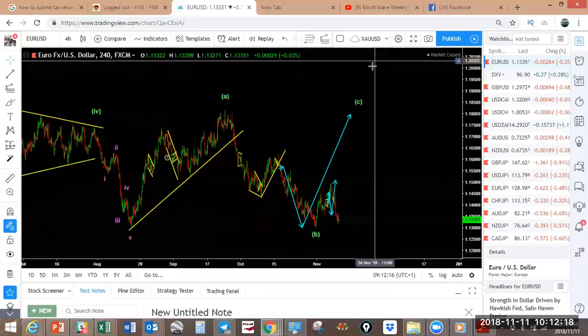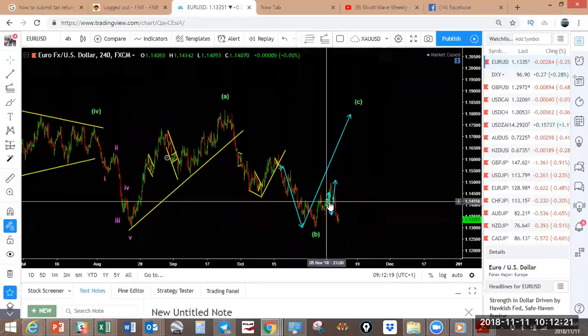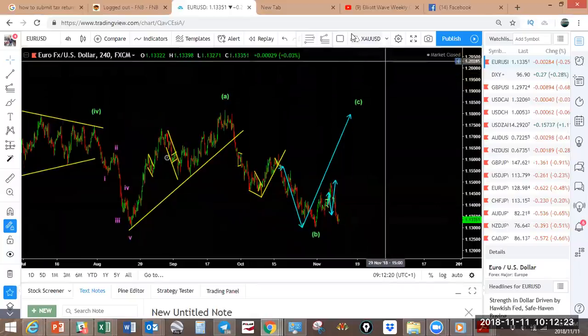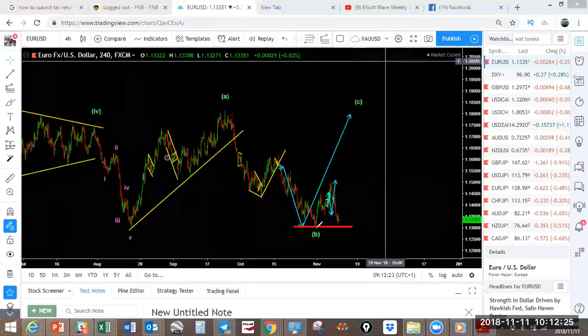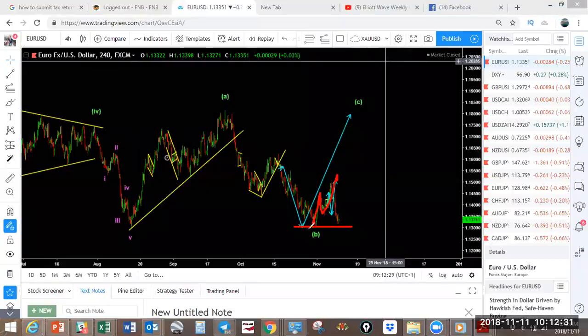So let's just show what we're looking at here. So you see here, we were looking for this one to, let's just clean this. I was looking for this one to bounce here. So this was the next move. Okay, you know that it's going to bounce up. What you don't know for sure is whether this is going to be an impulsive move.